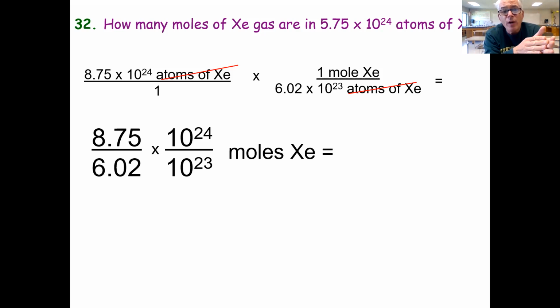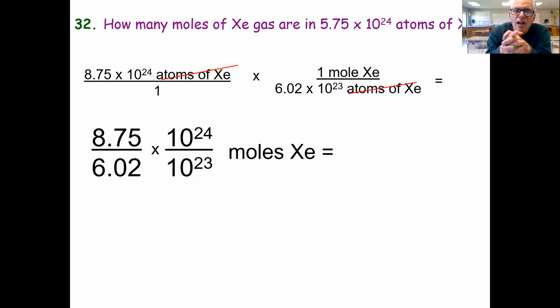Look what we got. 8.75 divided by 6.02. You see that? The numerator coefficient divided by the denominator coefficient. Then we multiply, and we have 10 to the 24th divided by 10 to the 23rd. So now we got 2 problems because the exponents are not really going to cancel. 8.75 divided by 6.02 equals 1.45. You see that? 1.45. Now, what the heck is 10 to the 24th divided by 10 to the 23rd?